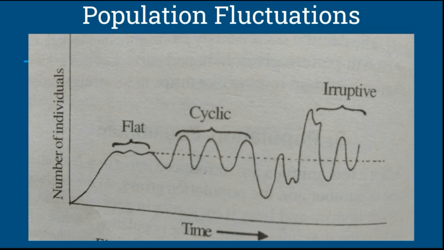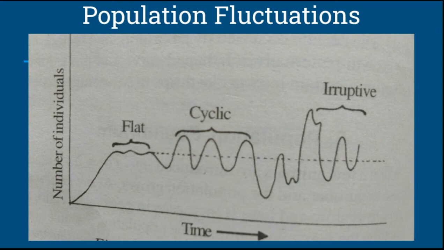However, from time to time the number of individuals increases or decreases. As a result, the curve moves up or down from the equilibrium level. This is called population fluctuation. You can see in the figure the curves move up and down from the equilibrium level.